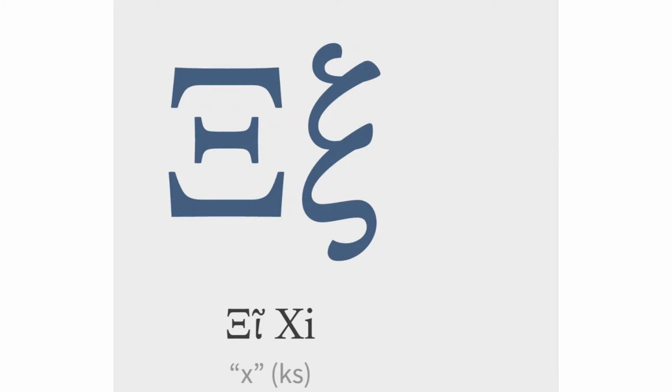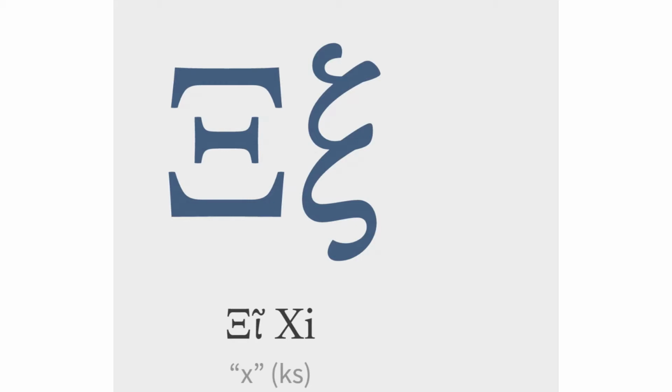It's like our X sound. That's the capital on the left and the lowercase on the right. Three lines to write it, and the lowercase, you swirl it around like that. Xi. Like in the word Exodus or excitement.